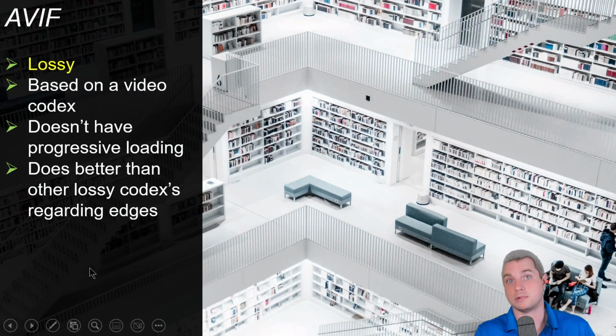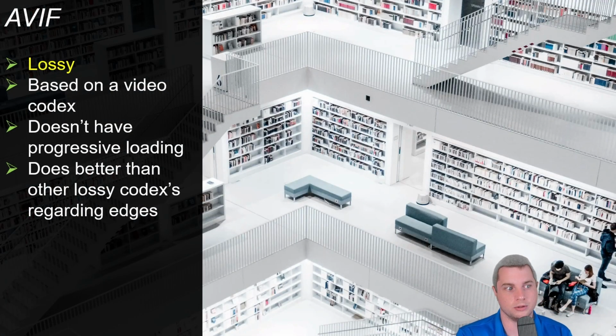AVIF. Okay. Lossy. Okay. So we're doing pretty good there. Based on a video codec or codecs. Also kind of interesting. So it just takes the first frame. If you didn't know, videos are just a series of images. So how many images per second? This is where you get your FPS number from. It doesn't have progressive loading, however, the trade-off is it does better regarding edges.